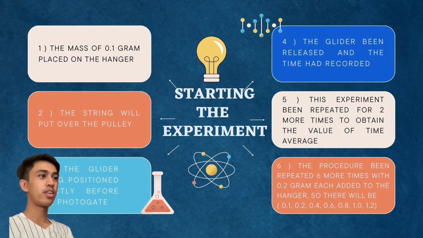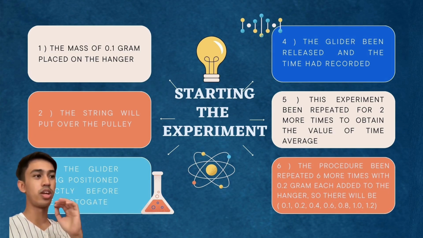Fifth, this experiment must be repeated 2 times to obtain the average time. And lastly, repeat this procedure 6 more times with 0.2 gram added to the hanger each time, so there will be masses from 0.1 until 1.2 gram.